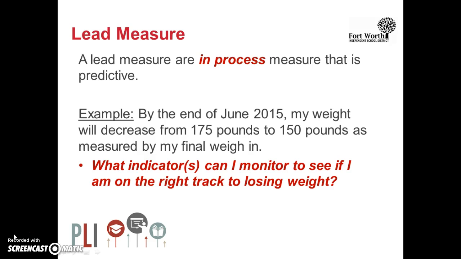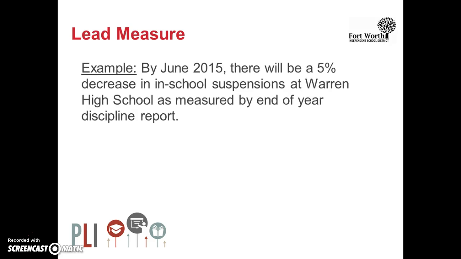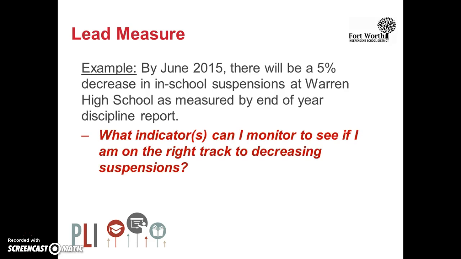They are also predictive. Let's look at an example that is more school-related. By June 2015, there will be a 5% decrease in in-school suspensions at Warren High School, as measured by end-of-year discipline reports. First, let's identify the lag measure. If you chose decrease of in-school suspensions, you are correct. Now let's focus on the lead measures. What measures can you identify?